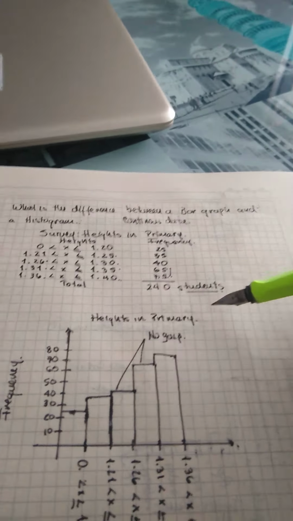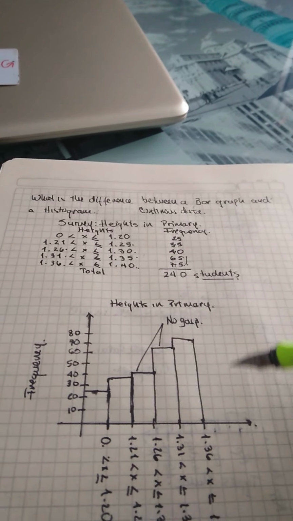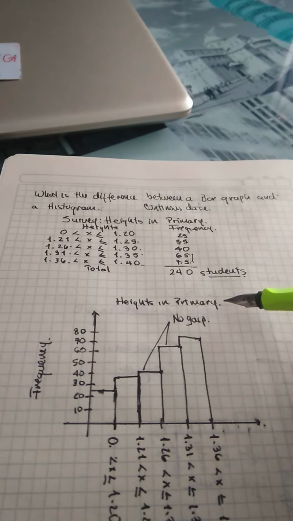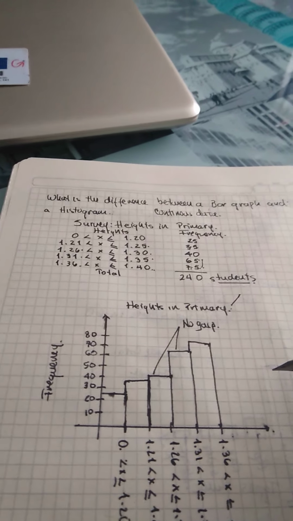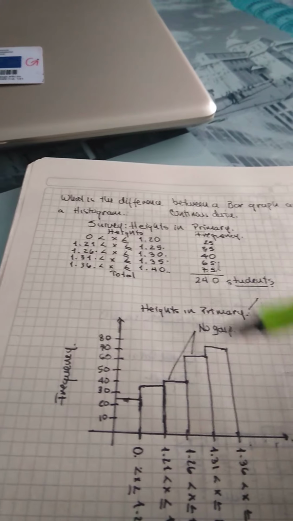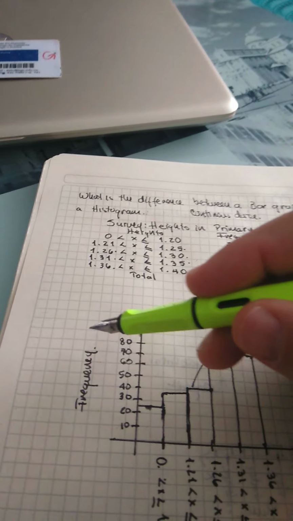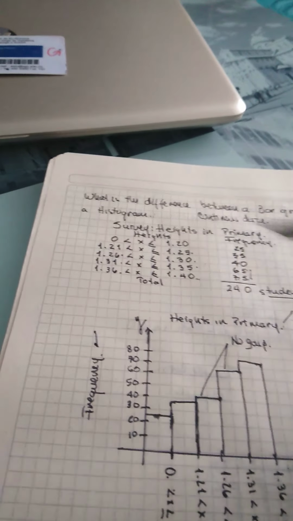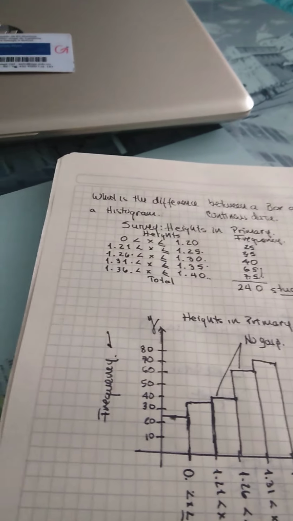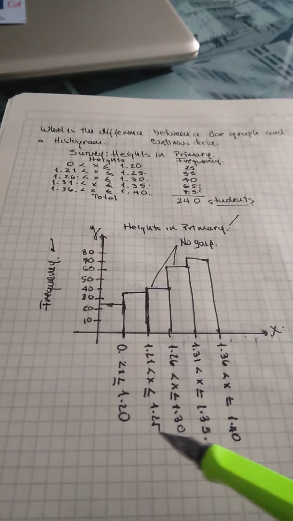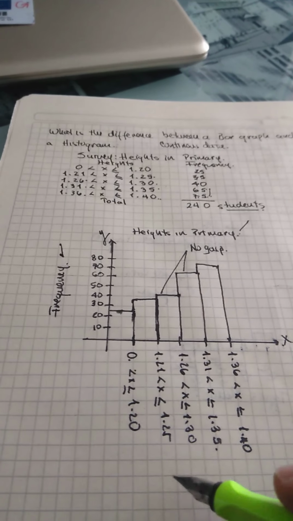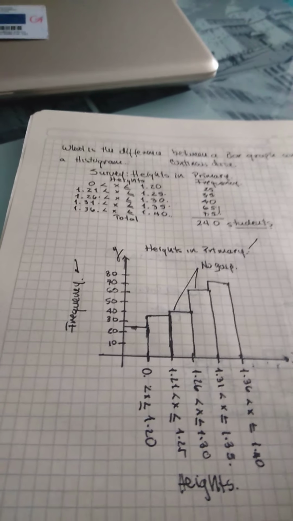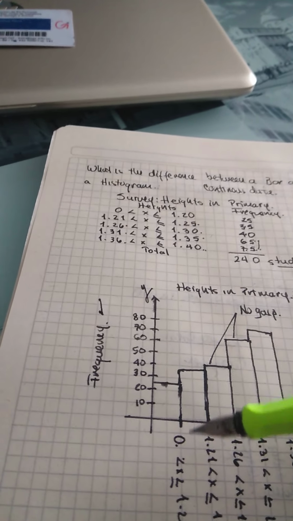Now, I'm going to make the histogram. So first of all, the title, that is one important part, the title. I need to label the axes. Here I have the frequency axis, that is the y-axis, and here the x-axis are the heights that I'm going to use. The heights. So I start with the first class.